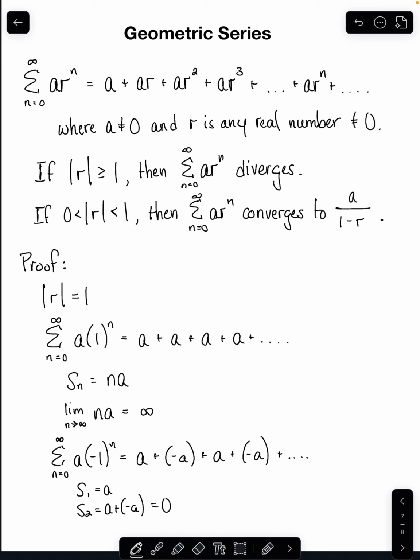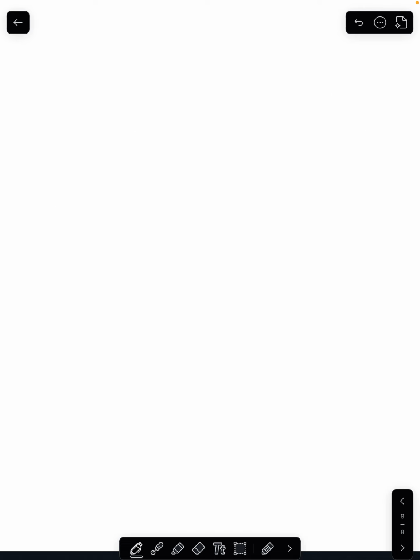So in the case of r equals positive 1, the sequence of partial sums approaches infinity. Therefore, the sequence does not converge, and therefore the series does not converge. In the case of negative 1, the series does not approach a unique finite value, and therefore the sequence of partial sums does not converge, and therefore the series does not converge. Next, we will talk about when the magnitude of r is greater than 1.